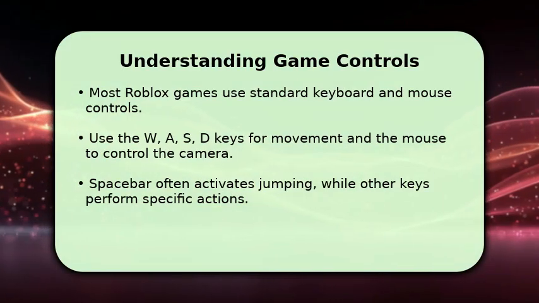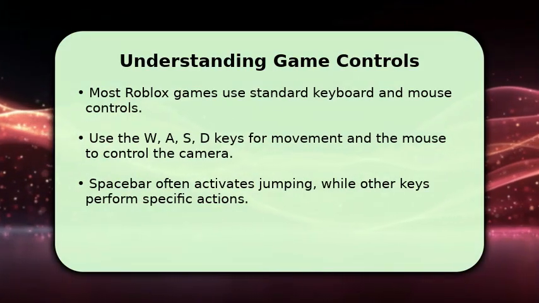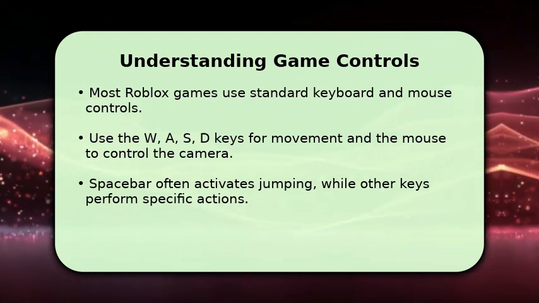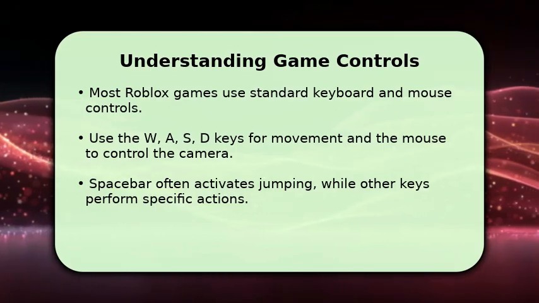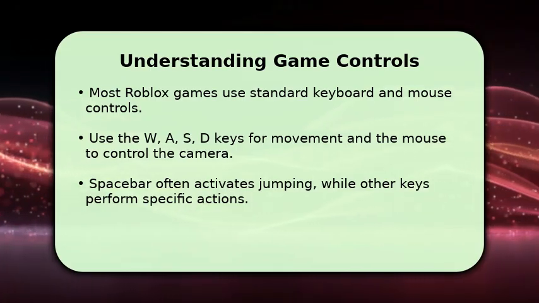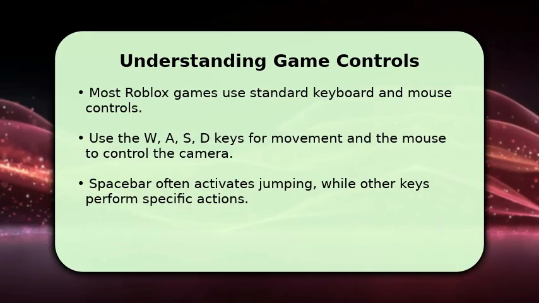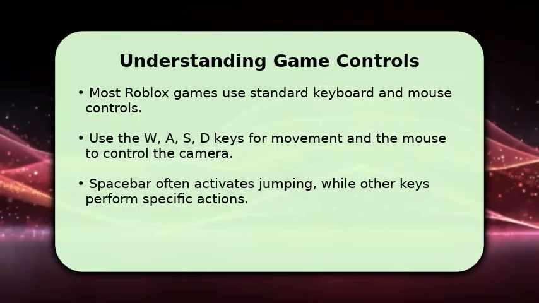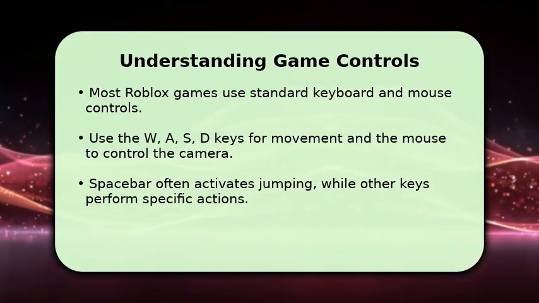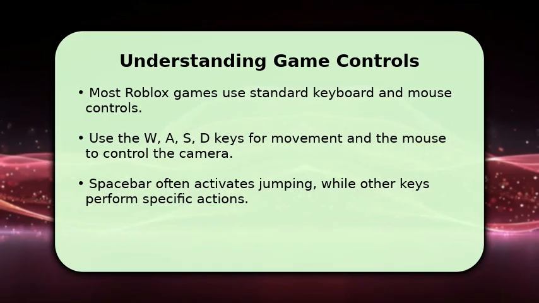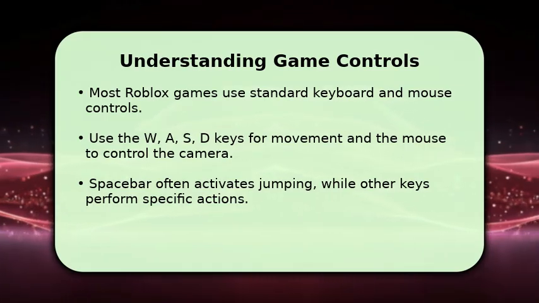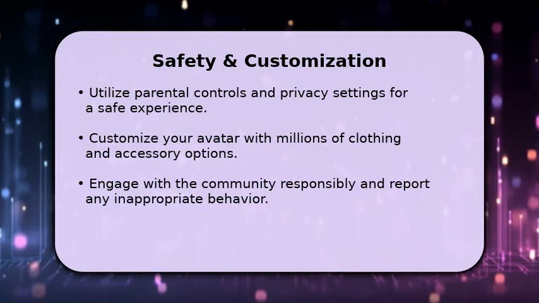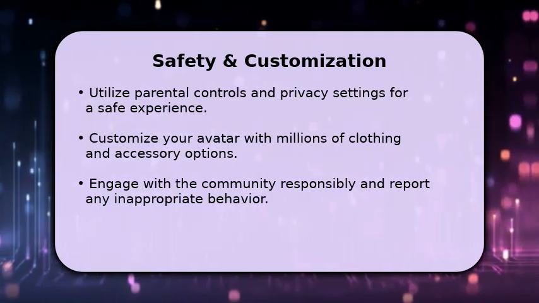Roblox games generally utilize intuitive keyboard and mouse controls. You'll typically use the W, A, S, D keys on your keyboard to move your character around the game world. The mouse is essential for controlling your camera view, allowing you to look around and interact with objects. The spacebar is commonly used for jumping, and other keys will be assigned to specific in-game actions, which are often explained within each game. For a safe and enjoyable experience, remember to utilize Roblox's robust parental controls and privacy settings.